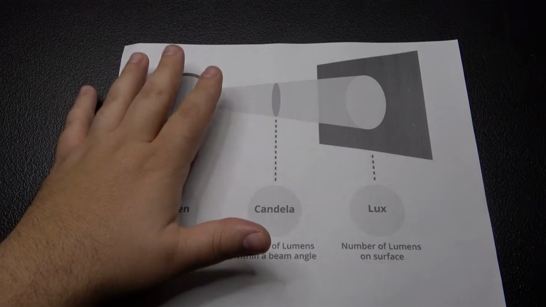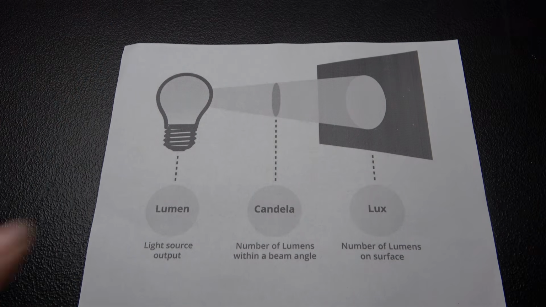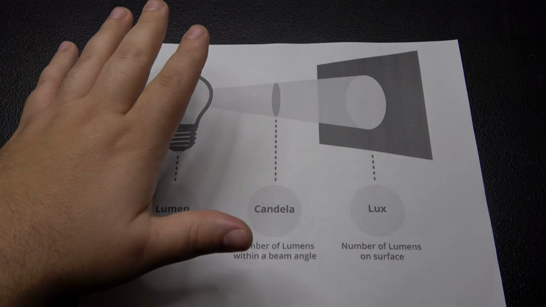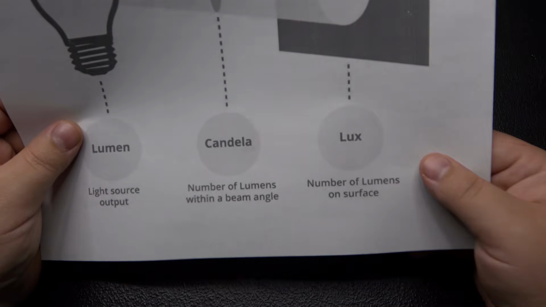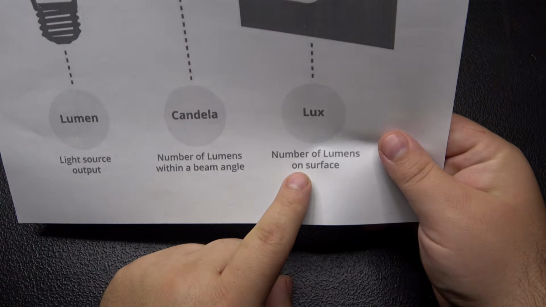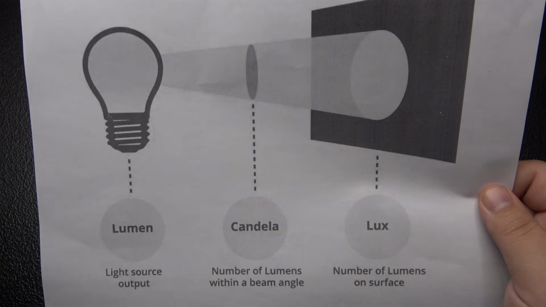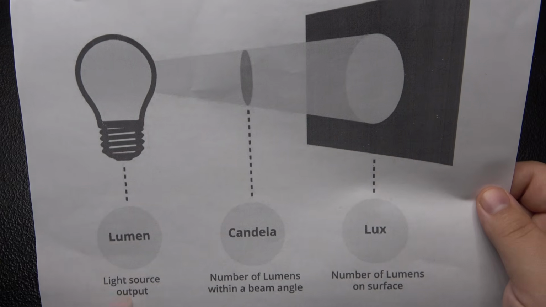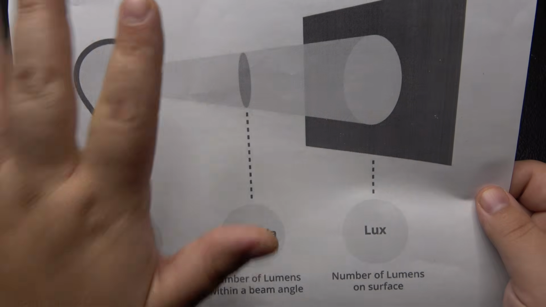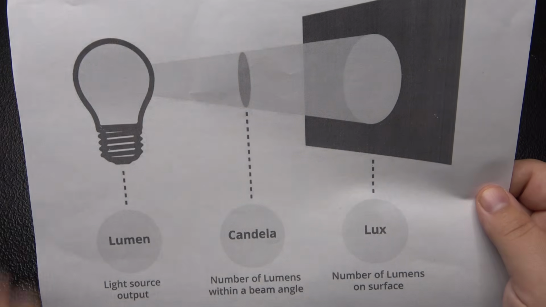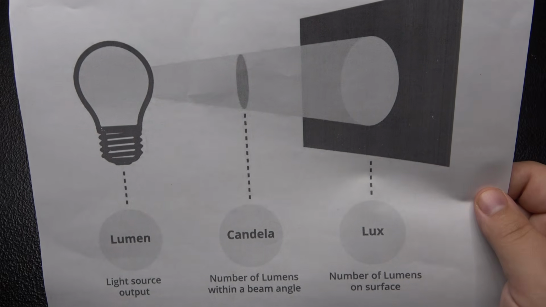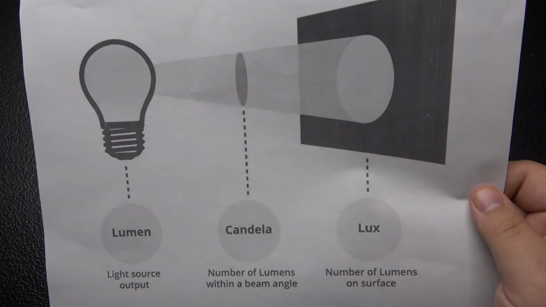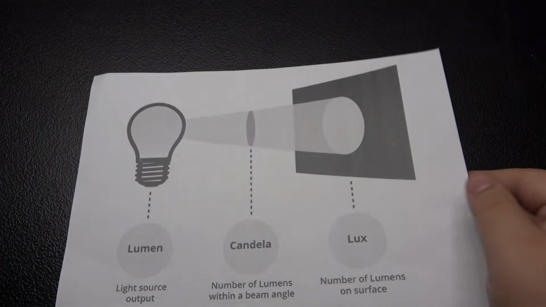So the lumens, for some people, if you're super into flashlights, you're like, hey, I don't care about lumens. What's the Candela? What's the Lux? So lumens is how much light it can make. And as you can see from this wonderful chart, Lux is the number of lumens that end up on the surface. So looking at our chart again here, lumens is the light source output. That is the amount of light that is coming out of the object. Candela is the number of lumens within a beam angle, and Lux is the number of lumens on the surface.